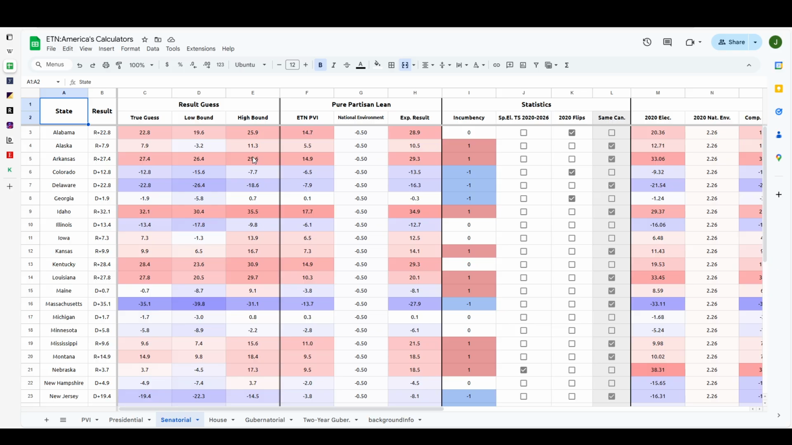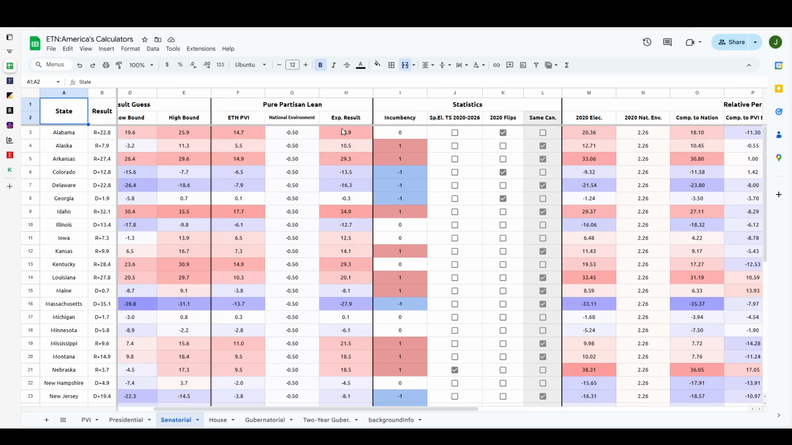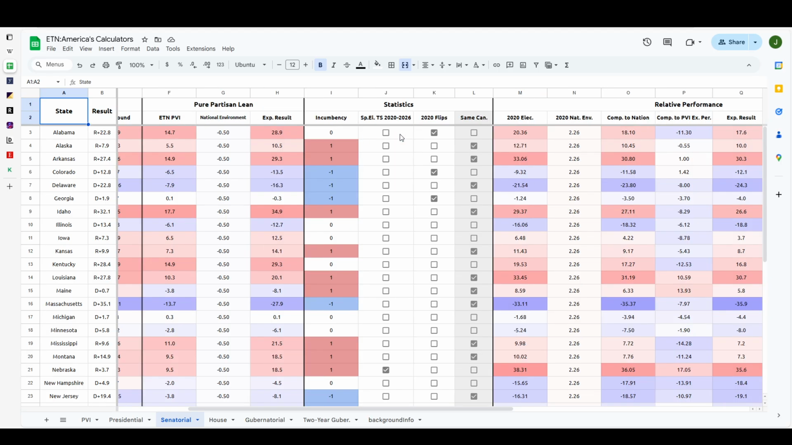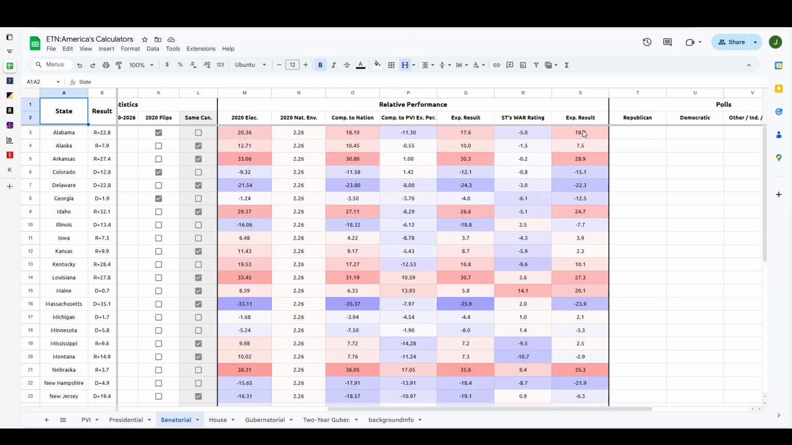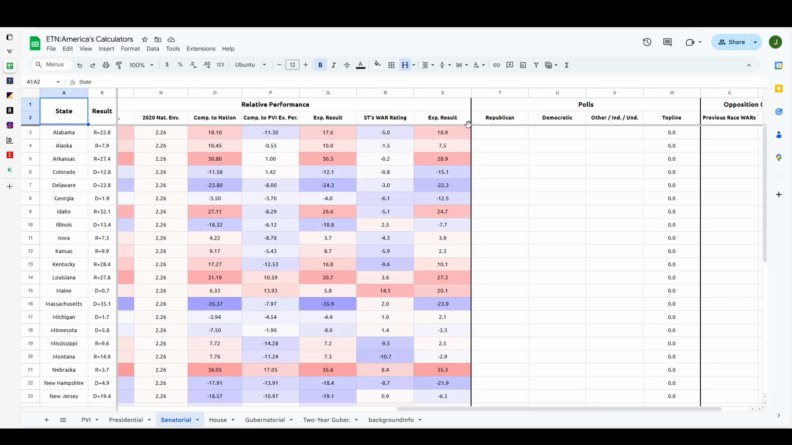So with that, we do have quite a few mini models here with the expected result just based off the partisan lean plus the expected national environment. You have some statistics about the race. You have relative performance, which includes the last race compared to the expected performance in 2020, and then figure out the expected result based on that, as well as the expected result based off of the split tickets wins above replacement rating.